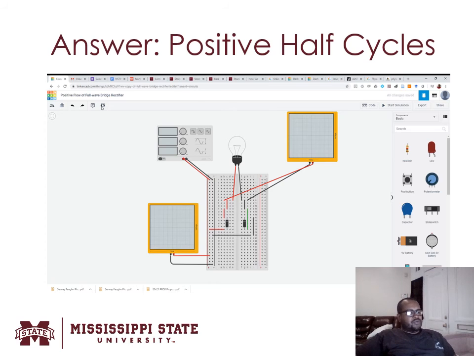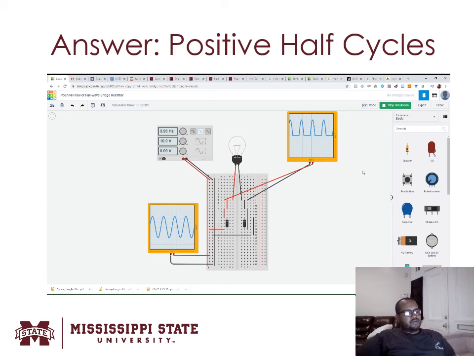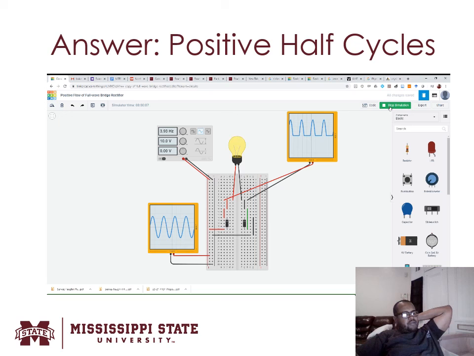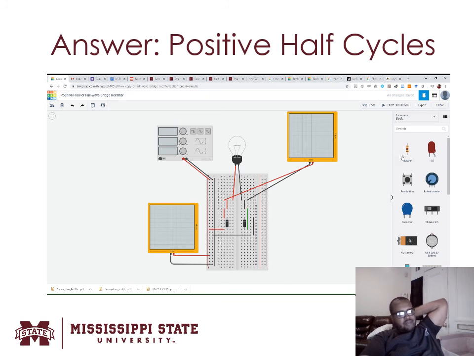So here's the answer. This is my simulation for the positive half cycle. I have my positive charge going through this diode, through my load, and it comes back around to the source. Let's see that one more time. You can even count the peaks and the troughs again: 1, 2, 3, 4. 1, 2, 3, 4. So I'm only using half of that.